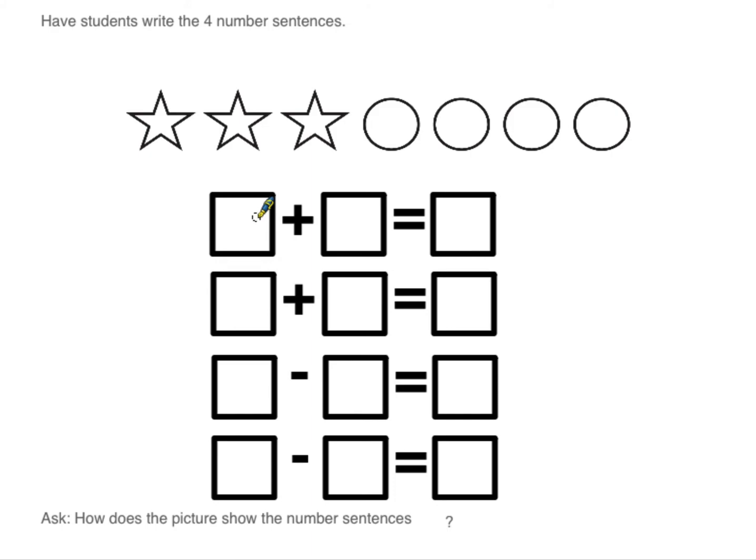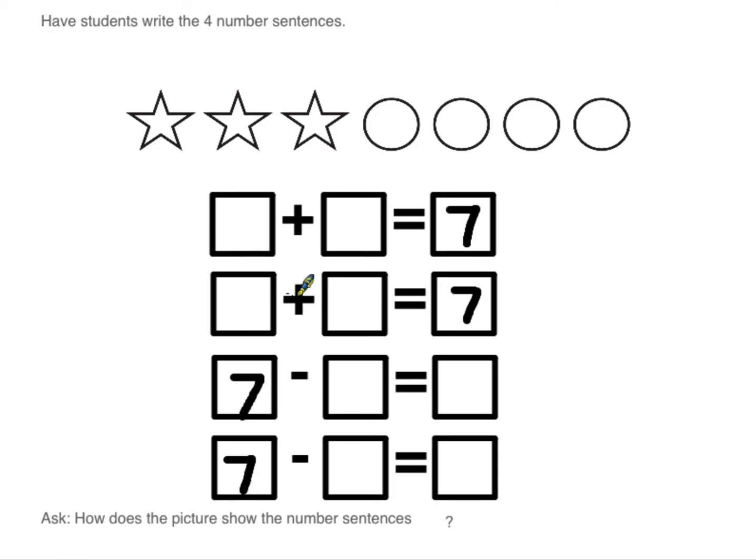Okay, so you should do stars and circles, and then circles and stars. But remember, when we do plus, we do all of them, so the biggest number comes last. I have 7 shapes. I still have 7 shapes. And when we do takeaway, the biggest number comes first. We start with 7 shapes. We still start with 7 shapes.